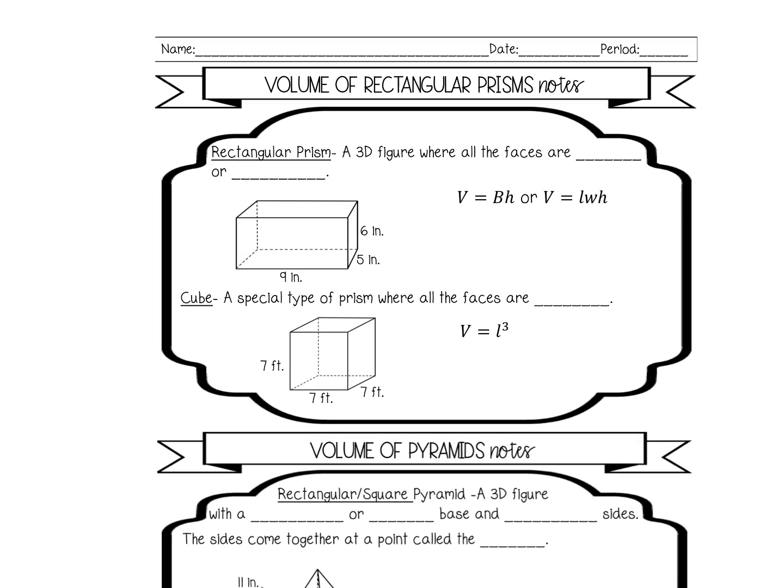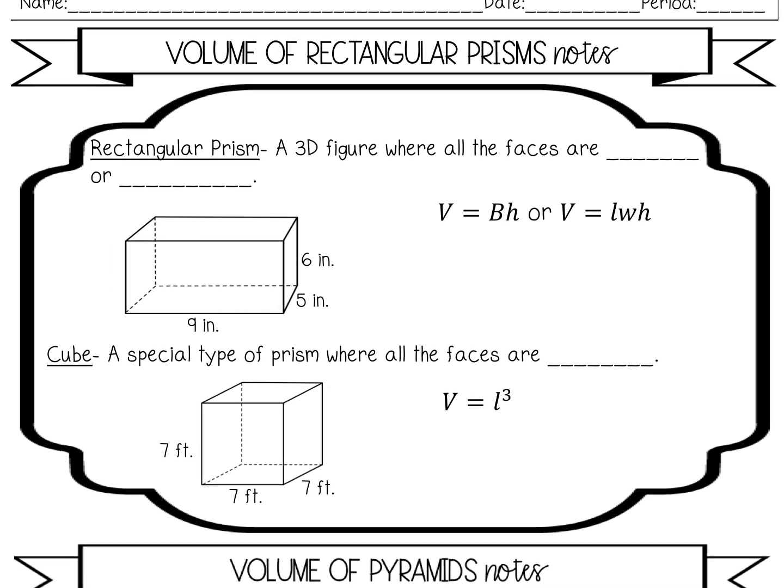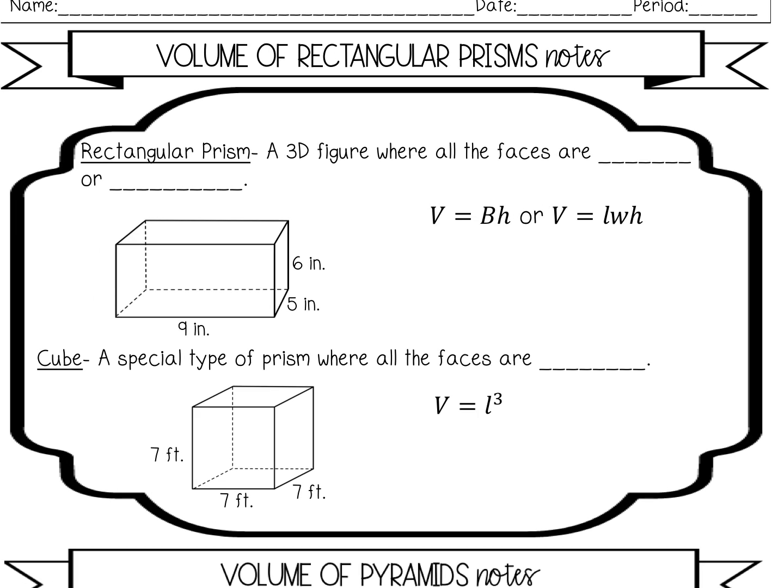All right, we're going to go ahead and do these. They're similar, but again, it's more practice. So it's the same thing, a little more information. So looking at the next set of notes, we are back to rectangular prism. Rectangular prism is a 3D figure where all faces are squares or rectangles.